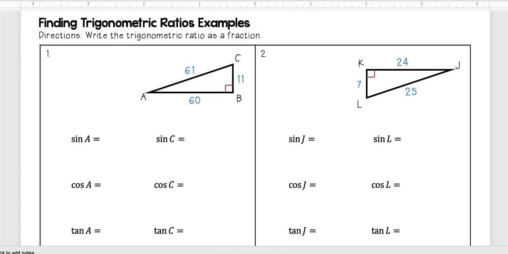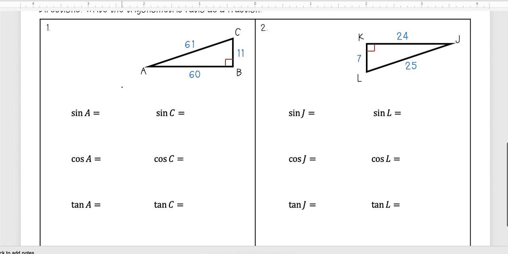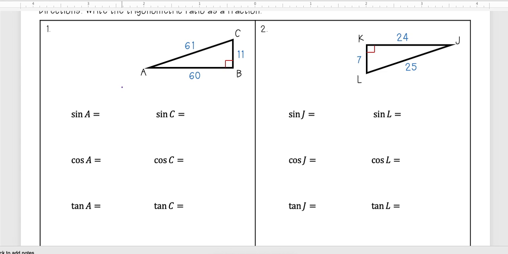So let's go through some examples finding all of the trig ratios when given a right triangle and its sides. Again, I want to remember SOHCAHTOA: sine equals opposite over hypotenuse, cosine equals adjacent over hypotenuse, and tangent equals opposite over adjacent. SOHCAHTOA. So first I want to find the sine of A.